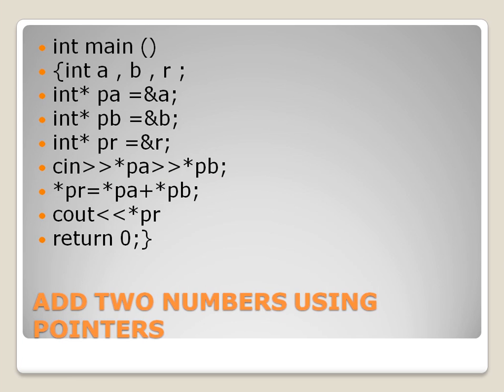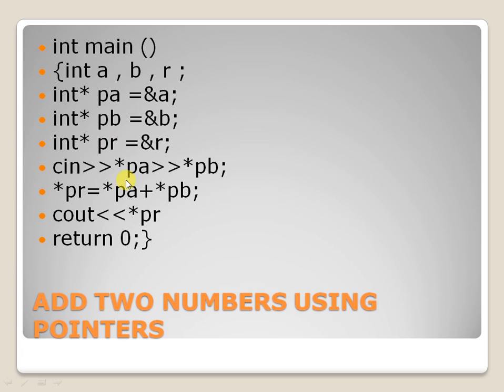Okay, so this is an example of how you can use the pointers to add two numbers. It's a simple way. You declare three integers, a, b, and r. You can name them any variable name. Then declare three pointer variables. pa is holding the reference to a, pb is holding the reference to b, and pr is holding the reference to r. That means there are three pointers, pointing to a, b, and r respectively.